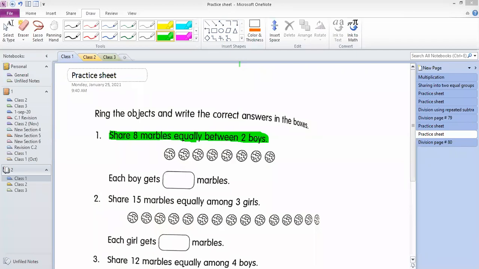They are total 8 marbles. If you give 6 to one of them, one will get only 2. But you have to distribute 8 marbles equally. Equally means both boys should have the same number of marbles. 4, 4. Okay. How do you know?